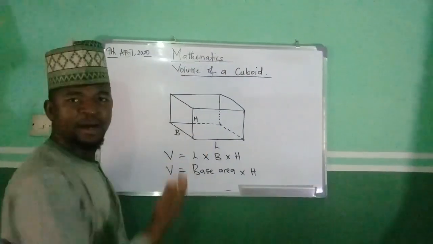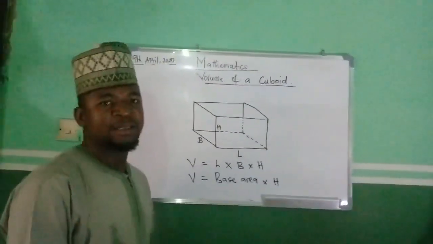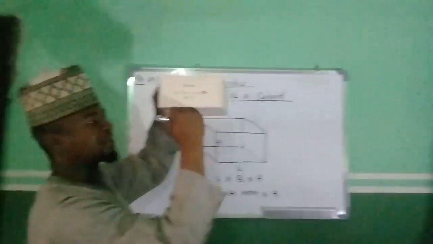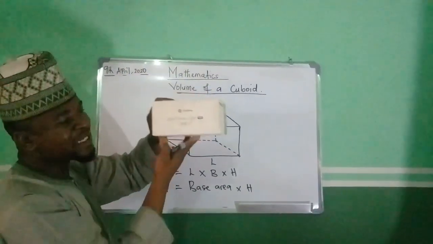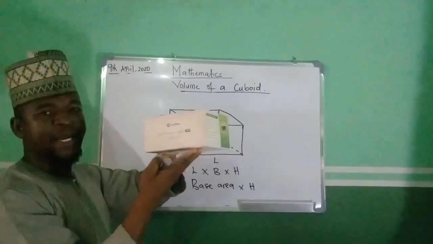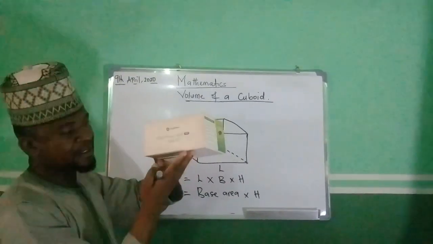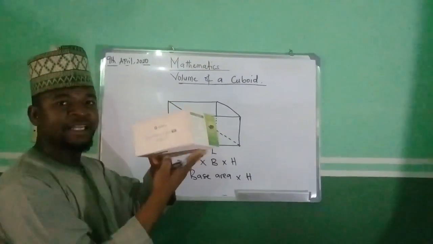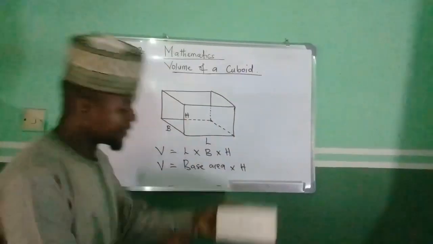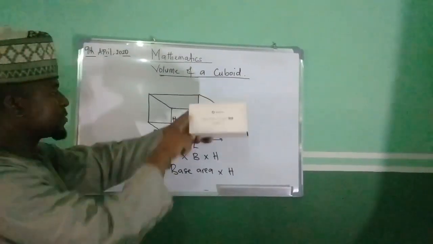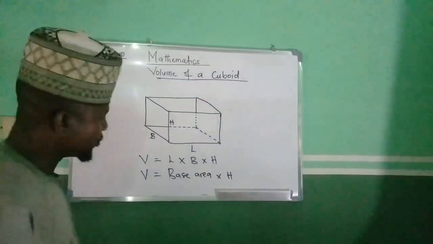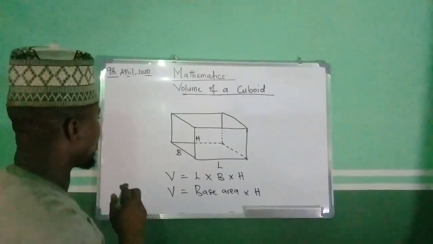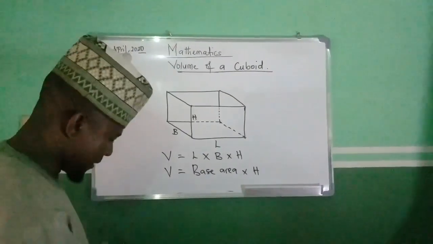Base area times height. That means the area of the base, something like this. Meaning this surface here, okay? The area of this bottom surface is what is called the base. This surface here is what is referred to as the base. So this base area is talking about the area of this bottom part here, multiplied by this height, okay? This vertical height. We shall be taking examples to see how we apply these formulas in deducing the volume of this solid figure here, inshallah.